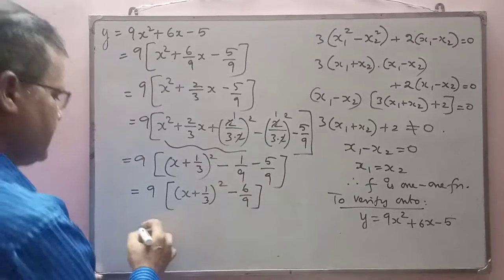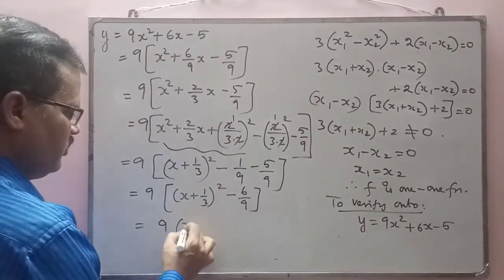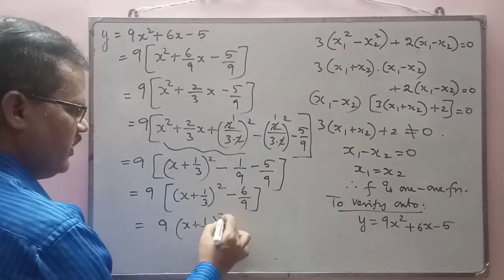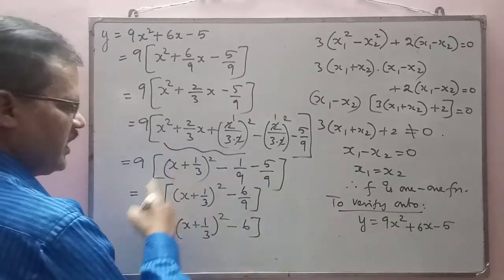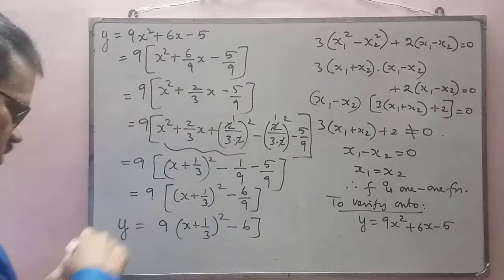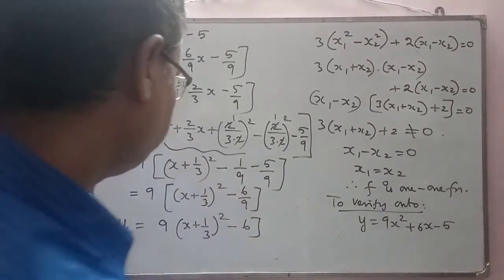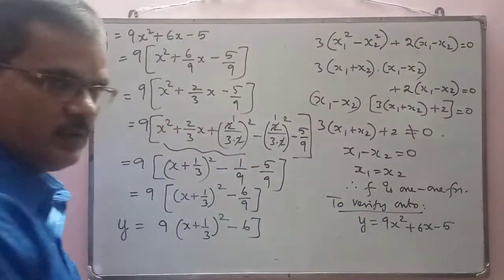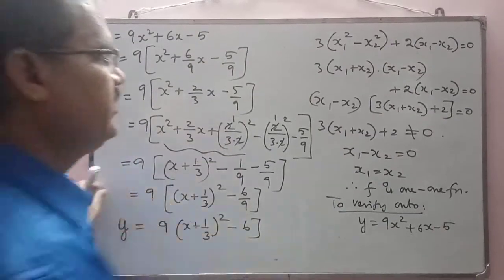Now take this 9 inside, what will you get? 9 into (x plus 1 by 3) the whole squared minus 6. Because 9 when multiplied, 9 and 9 get cancelled. This is your y. We need to solve for x. We have to do further. I am showing all the steps one by one. That's why the sum seems to be lengthy.